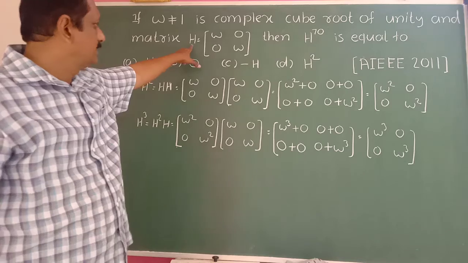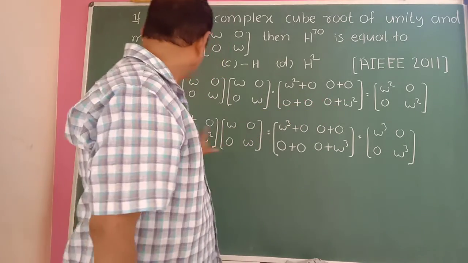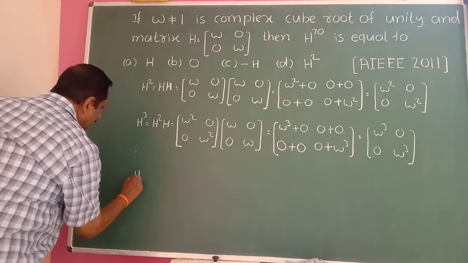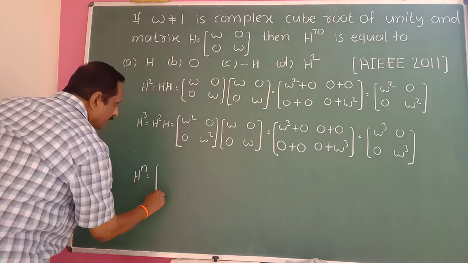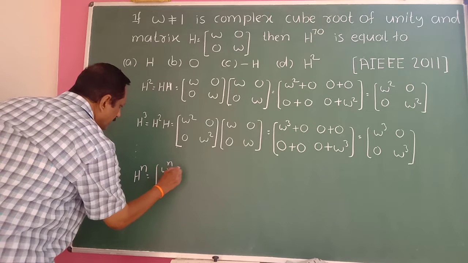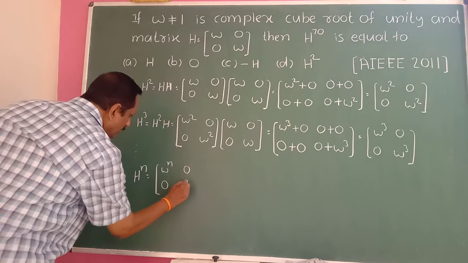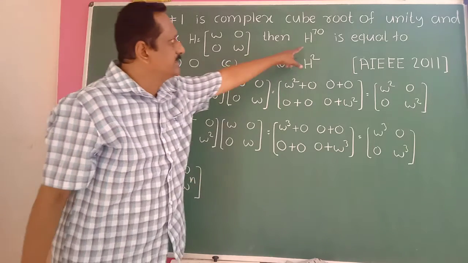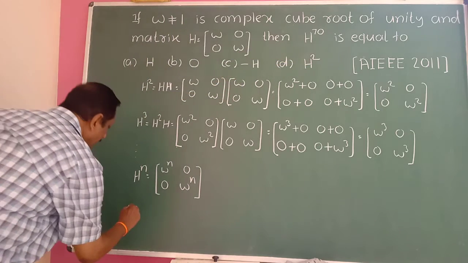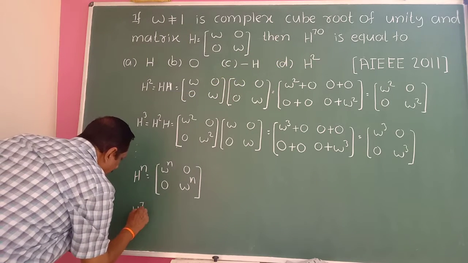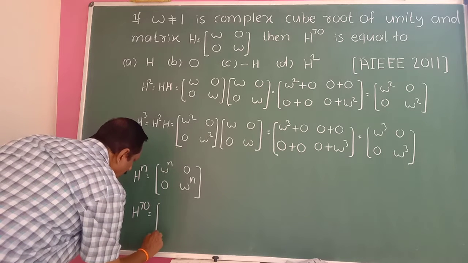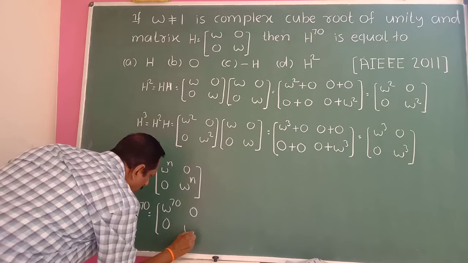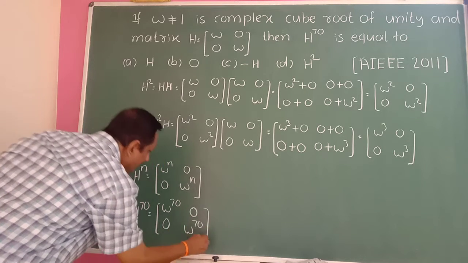So H is this matrix, H square is this matrix, H cube is this matrix. In general, we can write H raised to n becomes omega raised to n 0 0 omega raised to n. Then n is 70, we want H raised to 70. Therefore, H raised to 70 is equal to omega raised to 70 0 0 omega raised to 70.